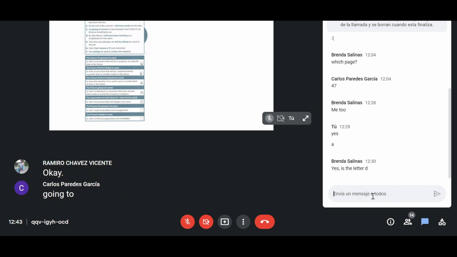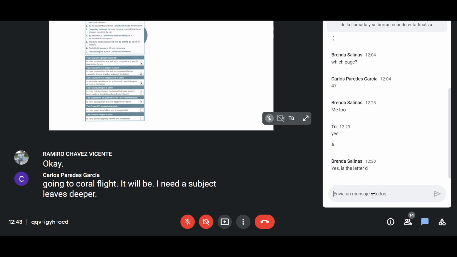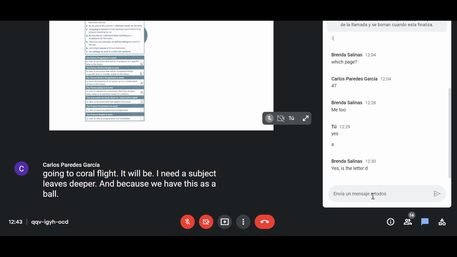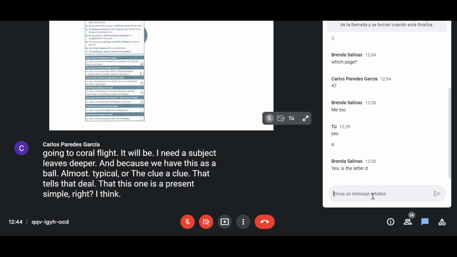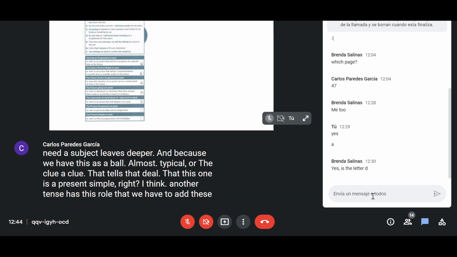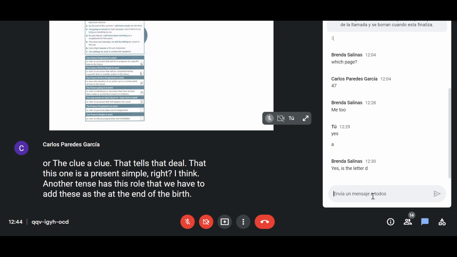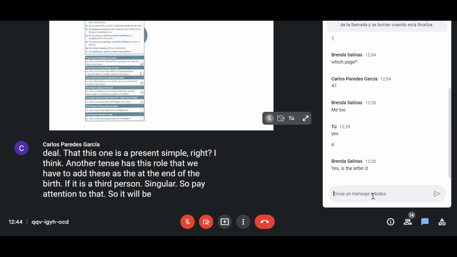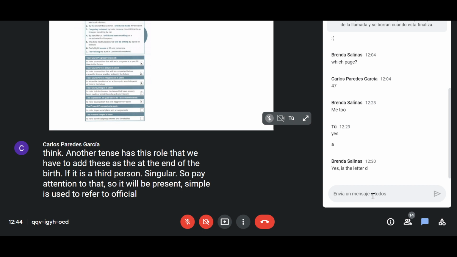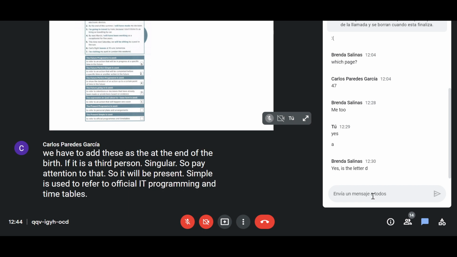Carl's flight, it will be the subject, leaves the verb, and because we have this s, that's almost a typical clue that tells us this one is a present simple, right? I think no other tense has this rule that we have to add this s at the end of the verb if it is a third person singular. So pay attention to that. So it will be present simple, used to refer to official programs and timetables. All right, pay attention to that.